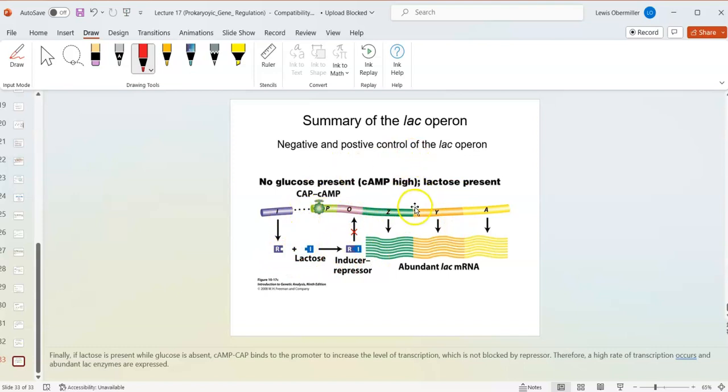So it's basically two feedbacks. We have the I, which is the repressible system, and then this, which is the inducible system. If cyclic AMP is present, then it induces expression of this gene. All right, so that is the lac operon in a nutshell, and I will see you next time.